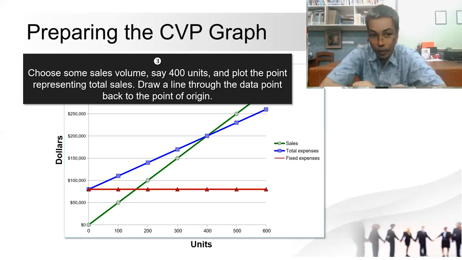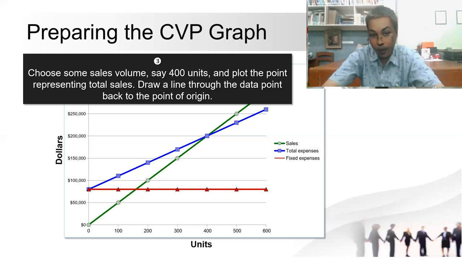Okay, so green is the total sales, blue is the total expenses, meaning that is fixed plus variable, and red is the fixed expenses. Please take note of those representations. So red represents fixed expenses, blue represents total expenses, which equals fixed and variable expenses, and the green line represents sales.